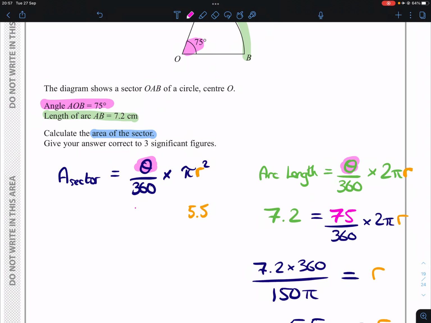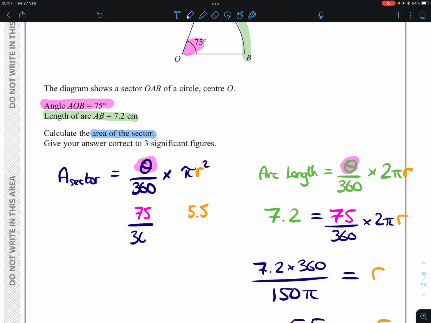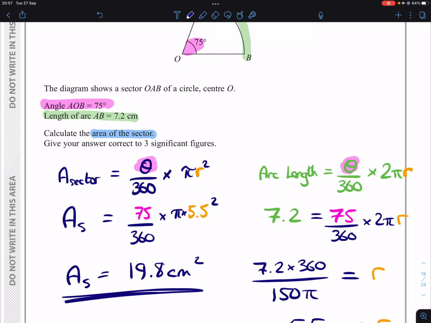We once again have our angle as 75, and the rest is as follows: pi times 5.5 squared, and subbing that into the calculator will give us 19.8 centimeters squared because it's an area. That is us done.